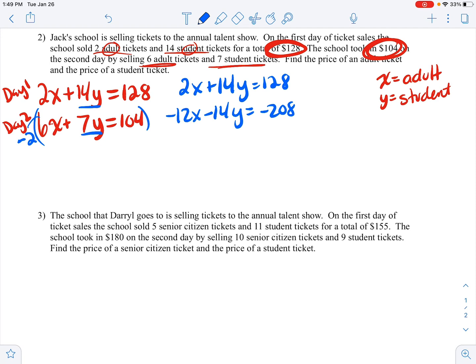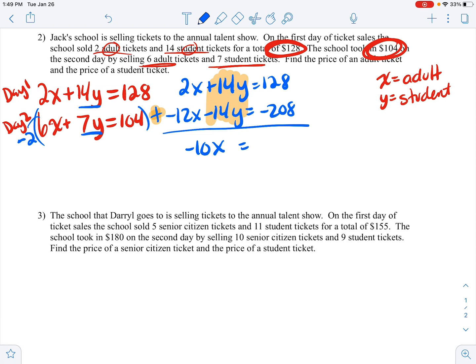Okay, now you can double check it. If I look at my y's, I have same number, opposite sign. So now we're good to add our equations straight down. 2 plus -12 would be -10x.